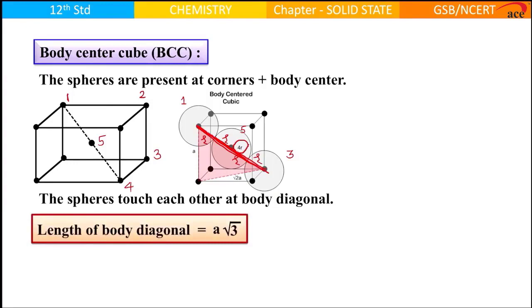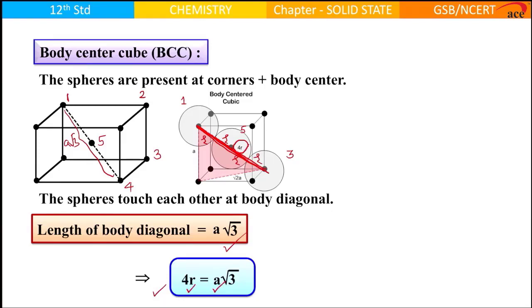Now, if you use geometry, this body diagonal has a value of a root 3. So the length of a body diagonal is a root 3, and we have realized in this case the body diagonal is 4R, and 4R is equal to a root 3. That is the relation between the radius of the sphere and the edge length.